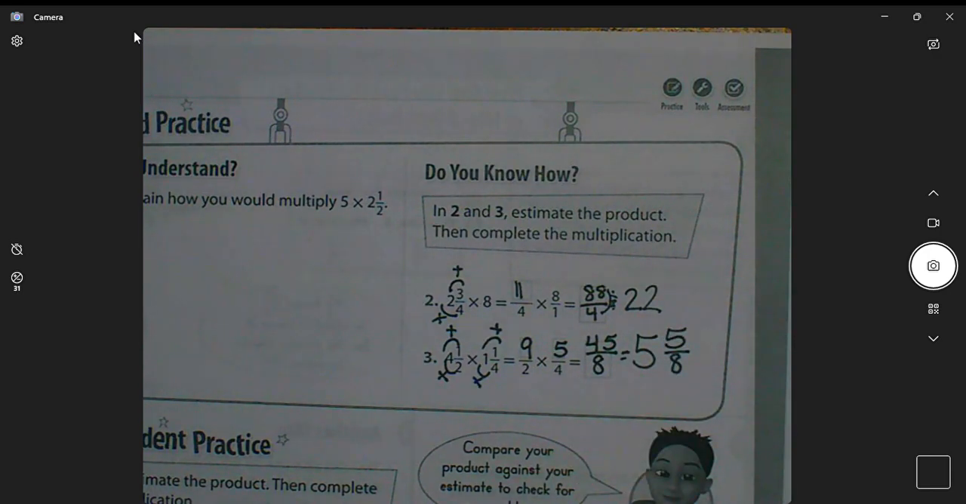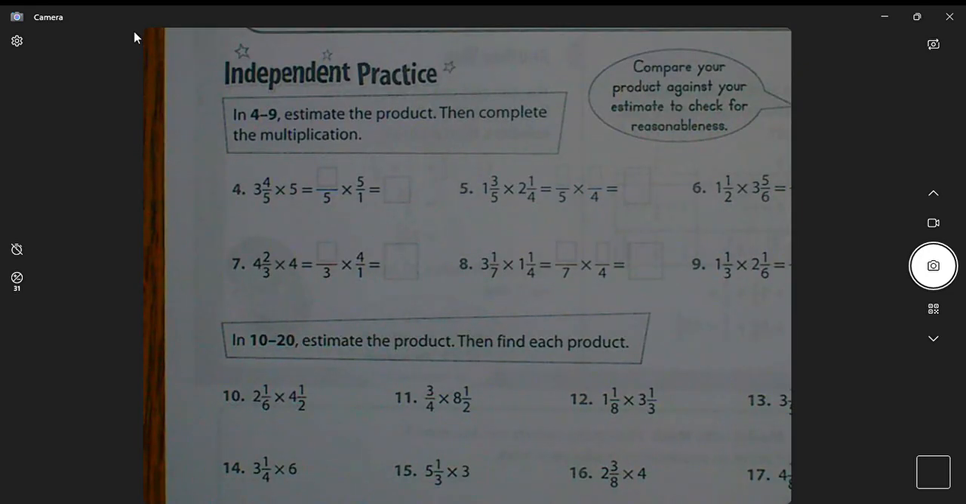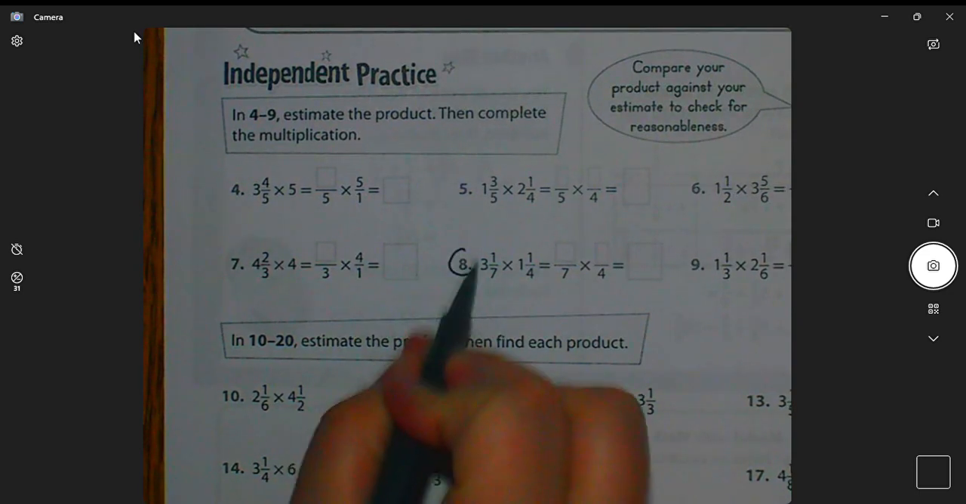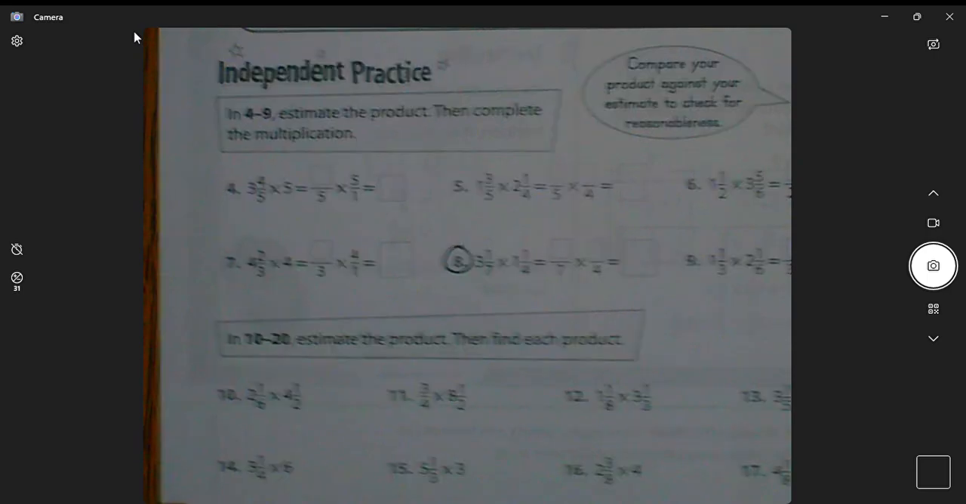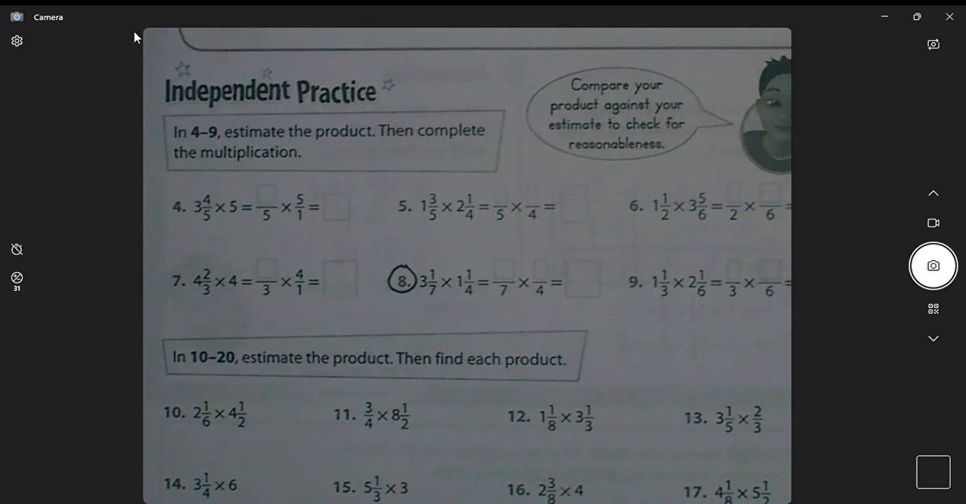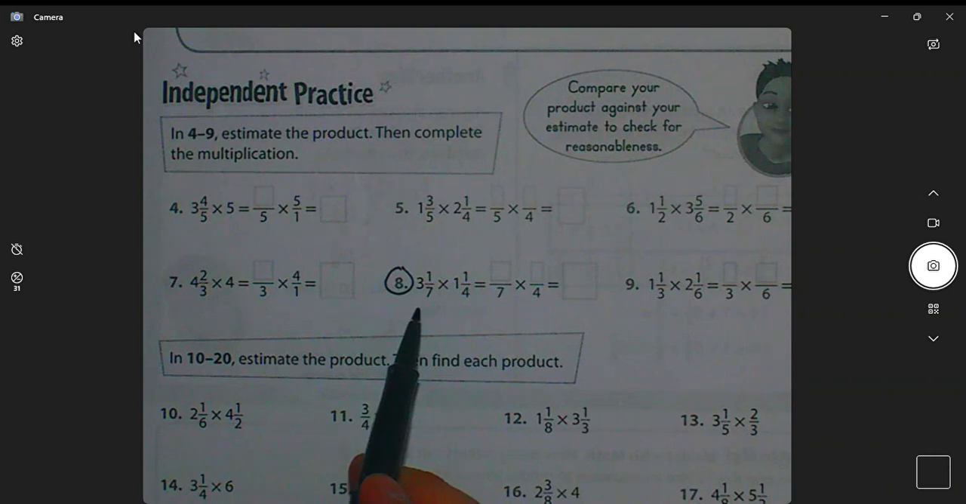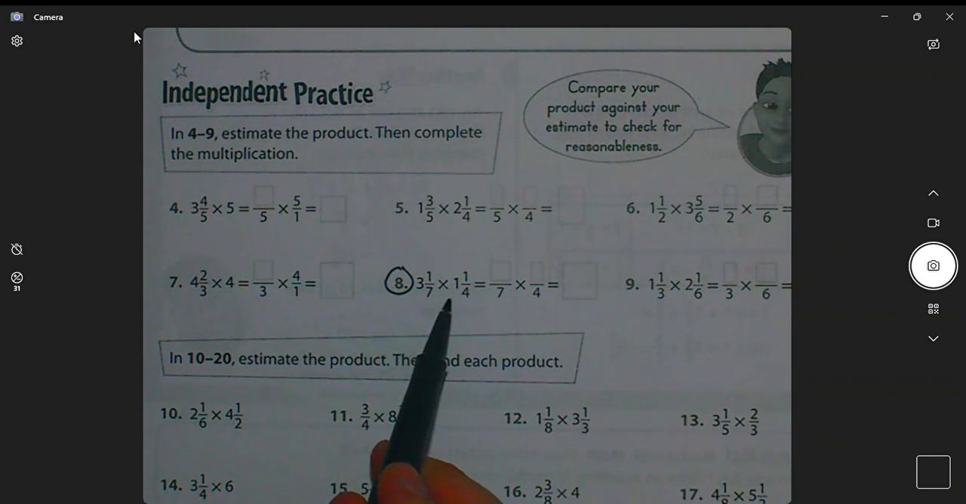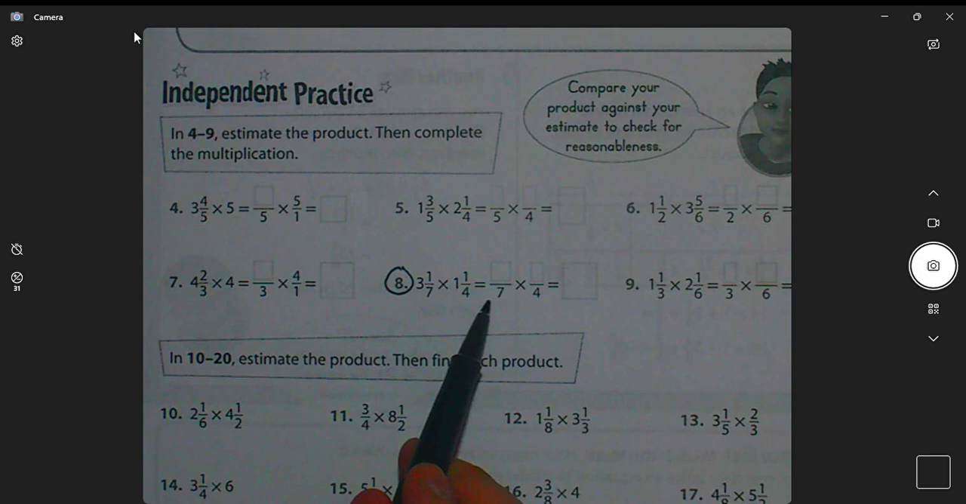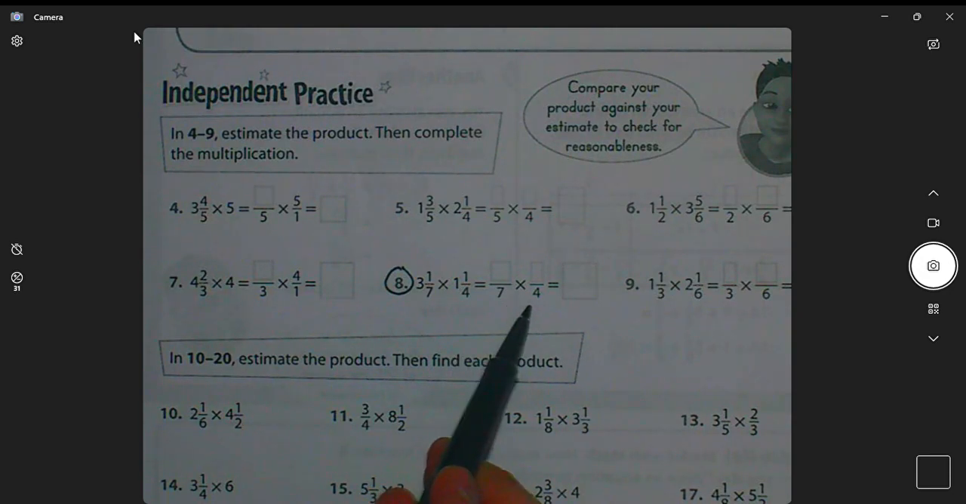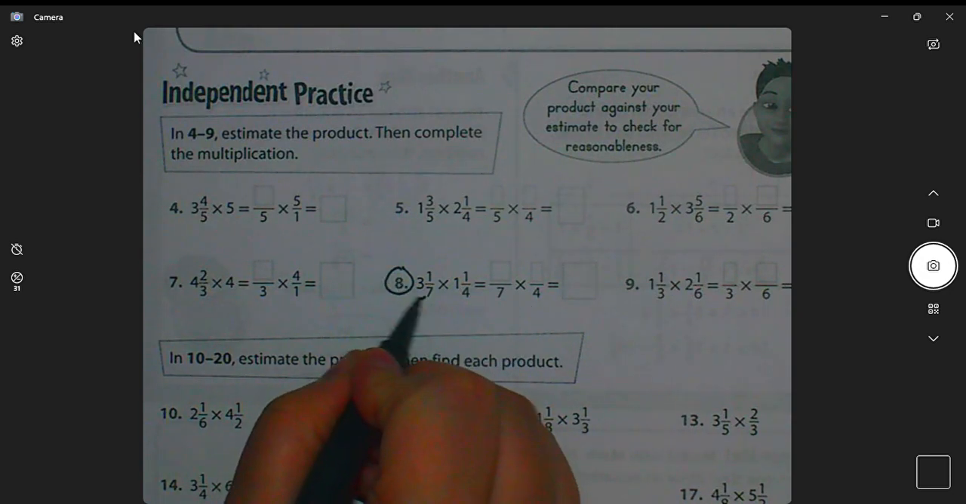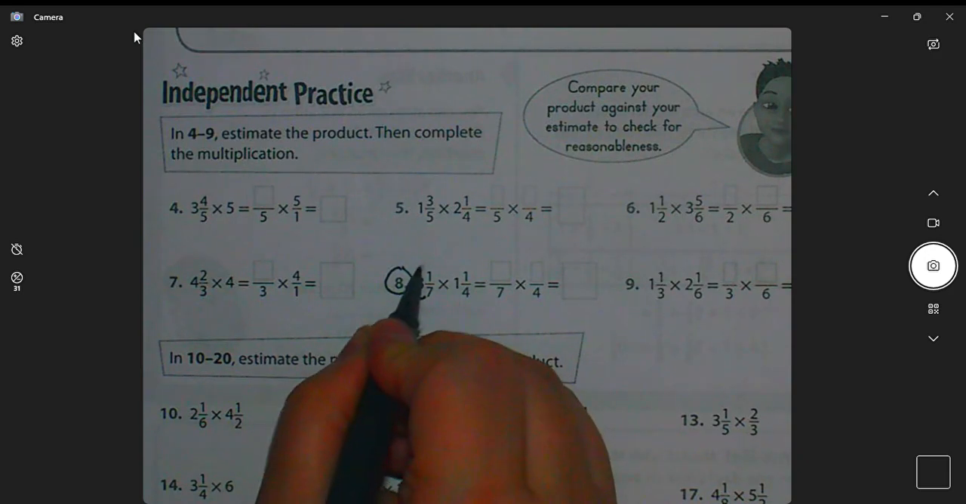Let's look at some practical application examples. I'm going to look at number 8 as well as number 19. I'm going to circle those so my brain doesn't forget. 8 tells me 3 and 1/7 times 1 and 1/4 equals blank sevenths times blank fourths. So again, I'm going to multiply, then add.